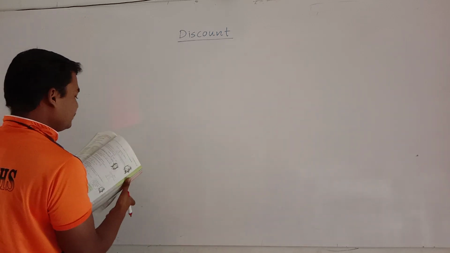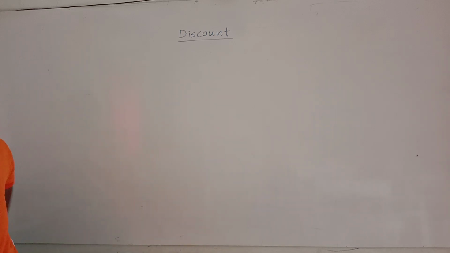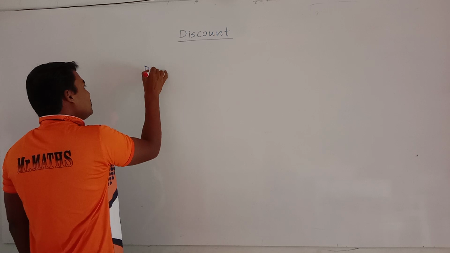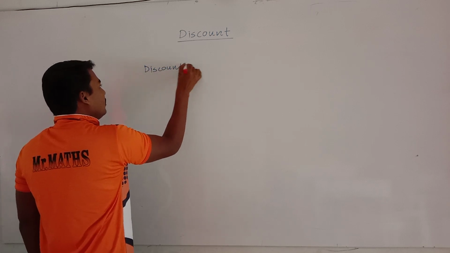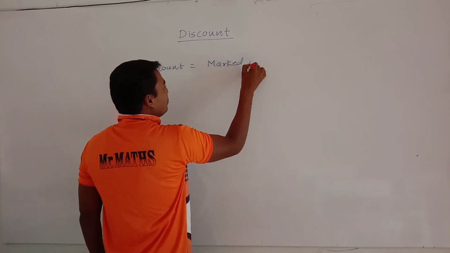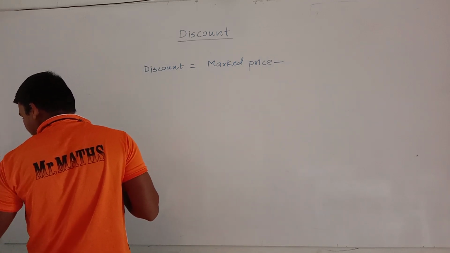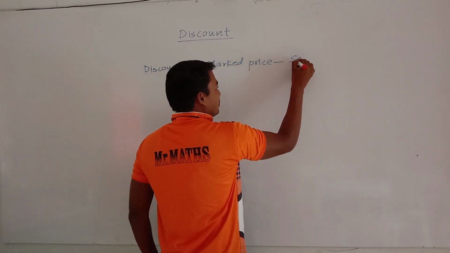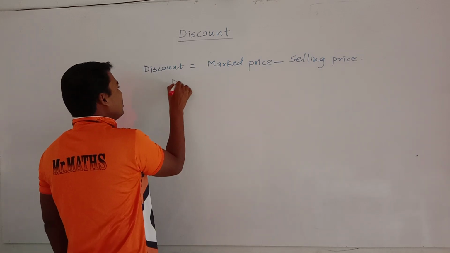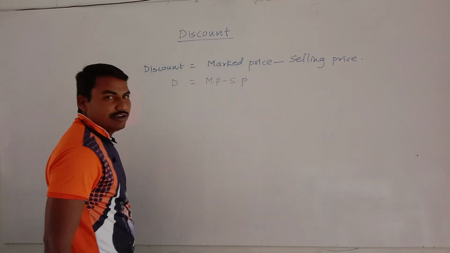Suppose numerical लेता हूं. Discount is equal to mark price minus selling price. It is the formula.